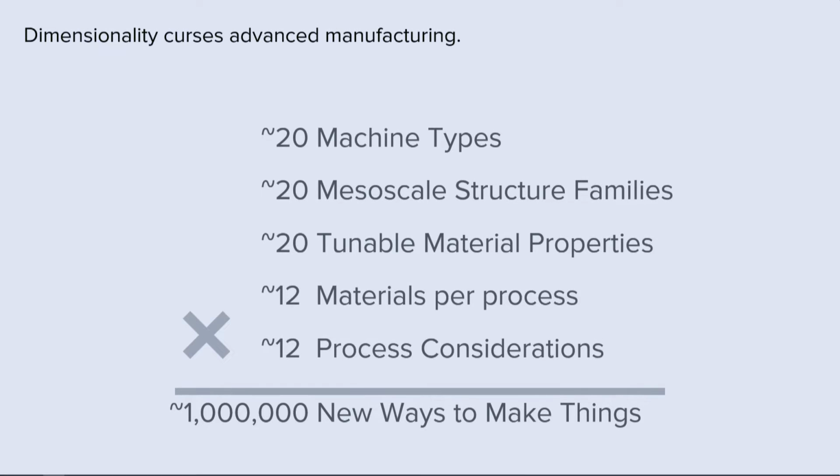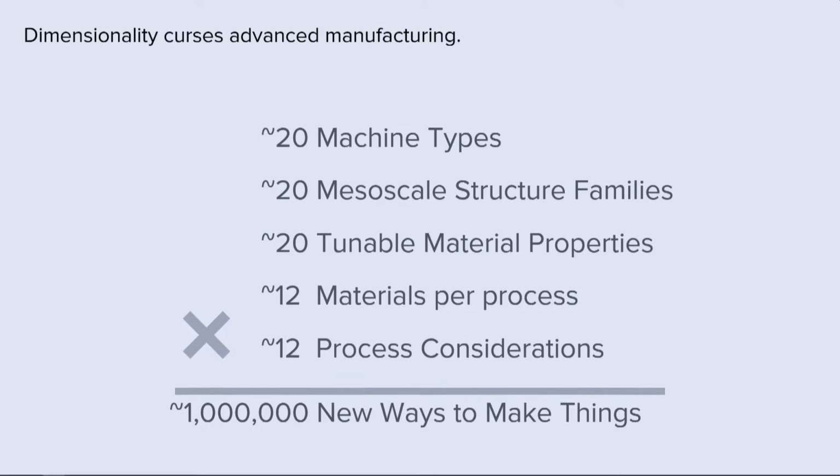There are about 20 different types of machines that make things in different ways. There are about 20 different kinds of structures, let's say, that you can use to do this mesoscale latticing work. There are about 20 properties that you might be interested in taking a look at. They're tied to each other, but you might be more interested in compliance than, say, stiffness. Usually those are opposed to each other. Then you've got the actual materials you load in your machine and all those process considerations I talked about.